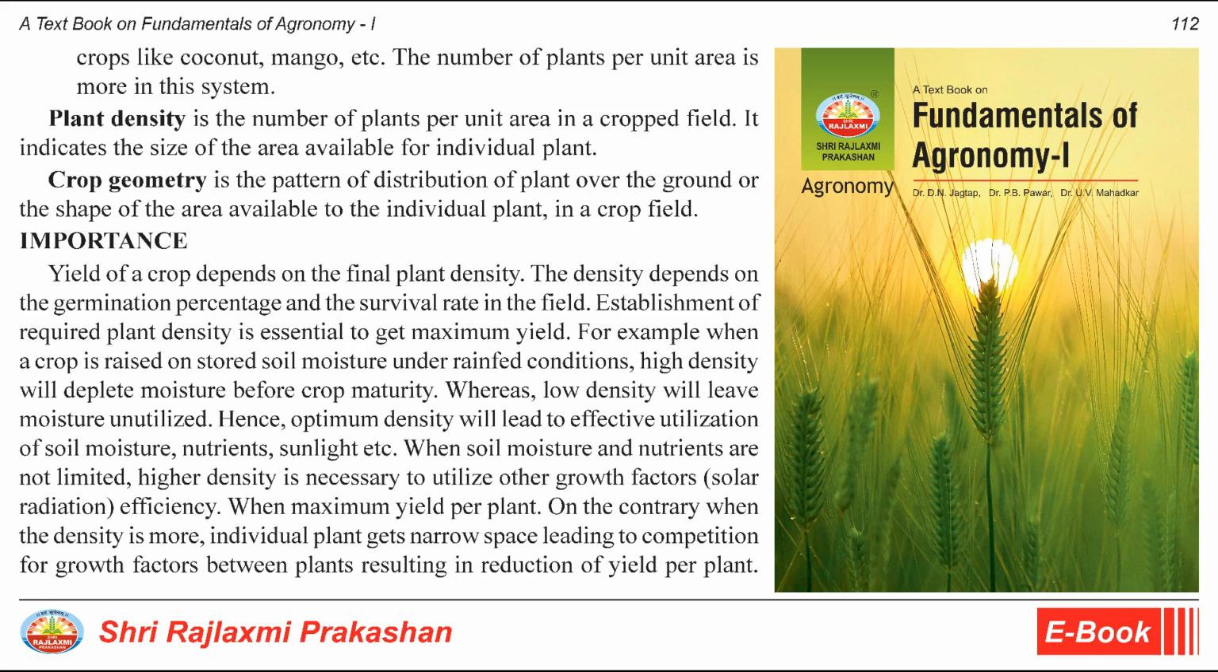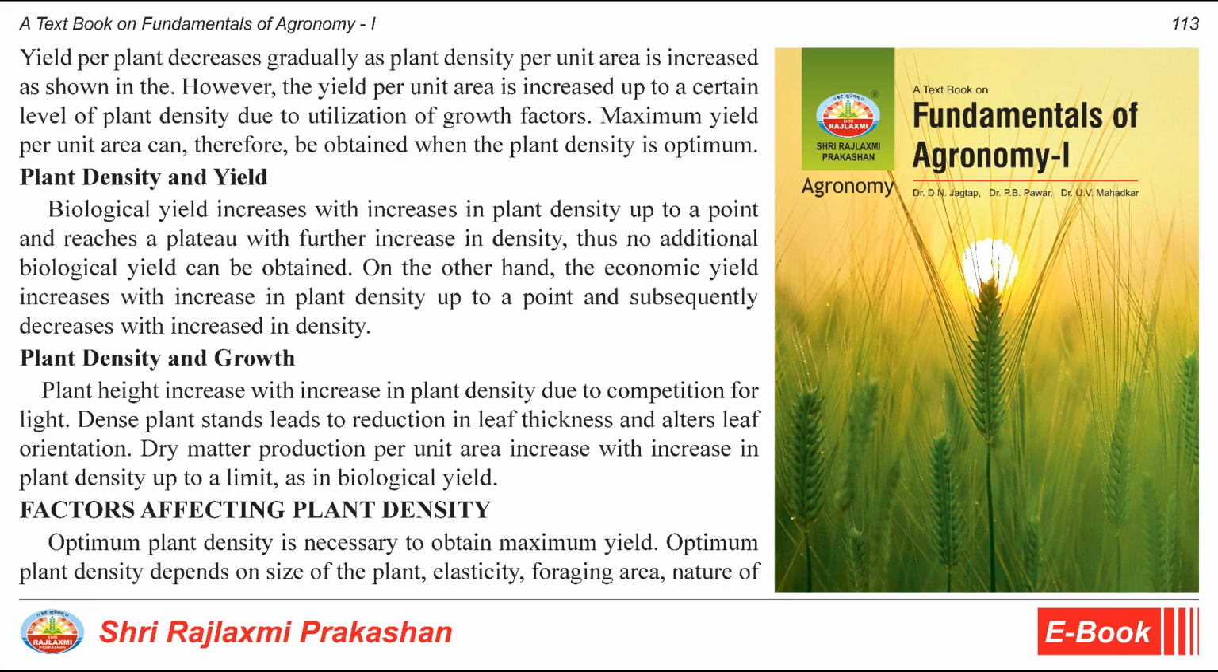When maximum yield per plant is desired, low density is used. On the contrary, when the density is more, the individual plant gets narrow space, leading to competition for growth factors between plants, resulting in reduction of yield per plant. Yield per plant decreases gradually as plant density per unit area is increased, as shown in the figure. However, the yield per unit area is increased up to a certain level of plant density due to utilization of growth factors. Maximum yield per unit area can, therefore, be obtained when the plant density is optimum.